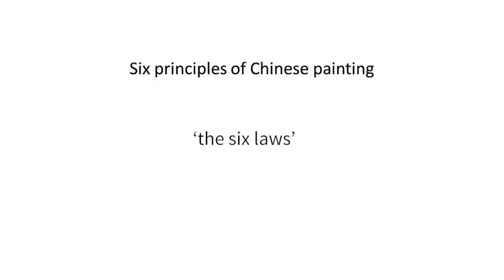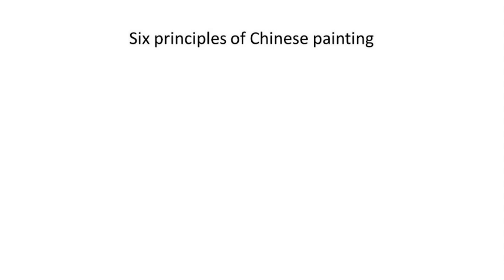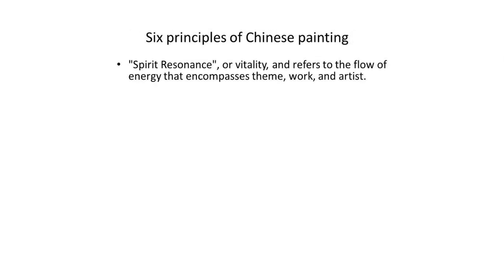It was at this time that Xie He, a writer, art historian, and critic, delineated 6 points to consider when judging a painting. They are sometimes called the 6 laws of Chinese painting. They are spirit resonance, or vitality. This refers to the energy that encompasses the theme, work, and artist.